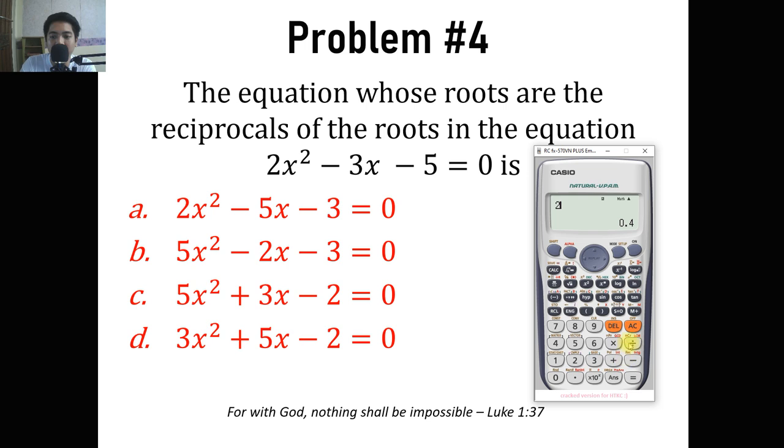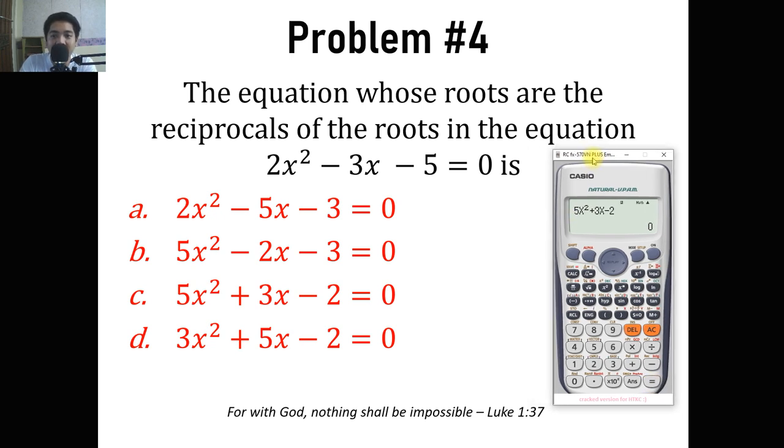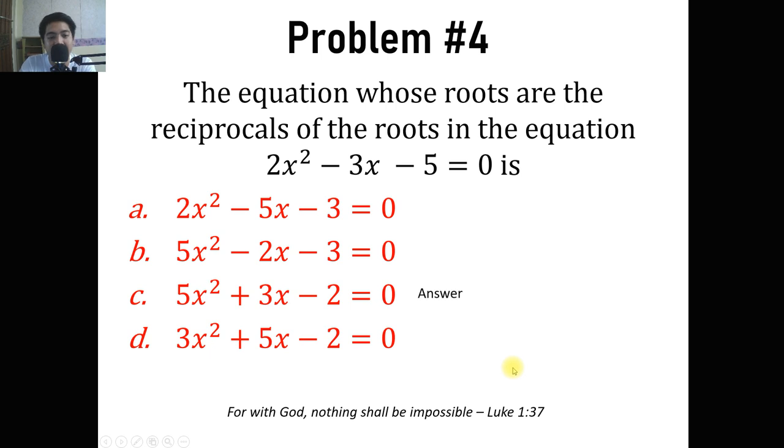Calculate 2/5. Okay, for 2/5, it equates to 0. How about for negative 1? They should both equal 0. If it does not equal 0, then that is not the answer. Both of them should equal 0 if we are trying to find the roots. So the answer here would be letter C.